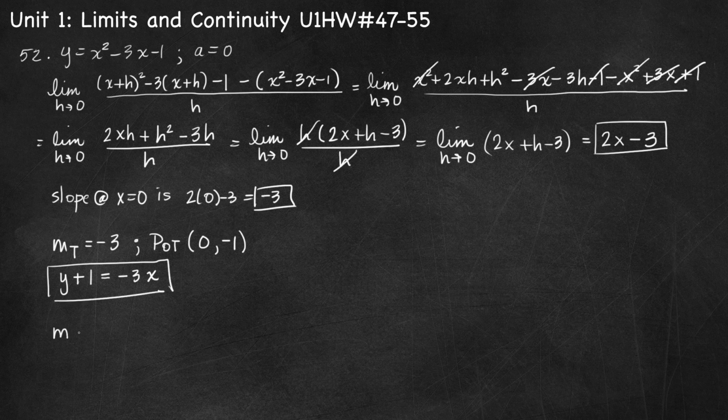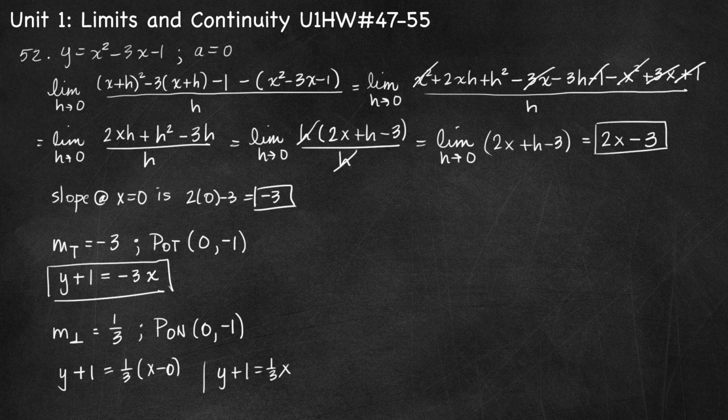To write the equation of my normal line, I need the slope of the normal line, which is the opposite reciprocal of the slope of my tangent line. My point of normalcy is the same as my point of tangency. And so now my equation is y minus that y-coordinate. So y minus negative 1 equals slope, 1/3, times x minus 0. I didn't really need to write the x minus 0. So y plus 1 equals 1/3 x is the equation of my normal line.